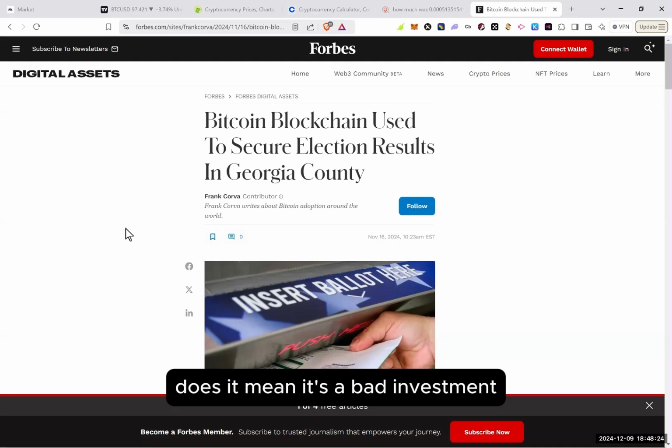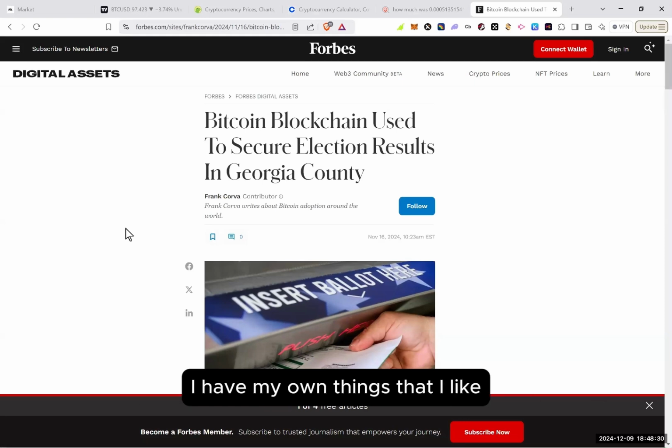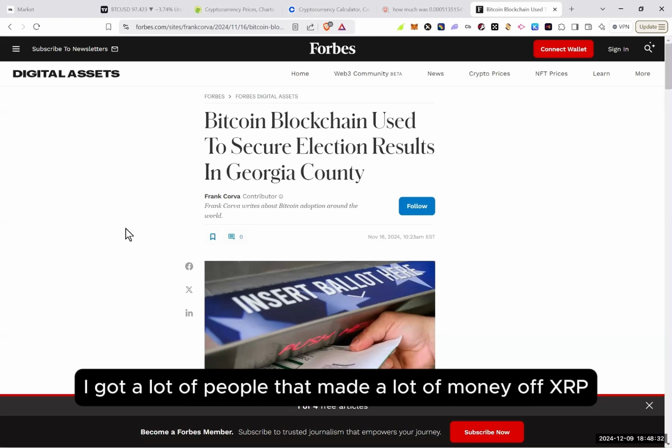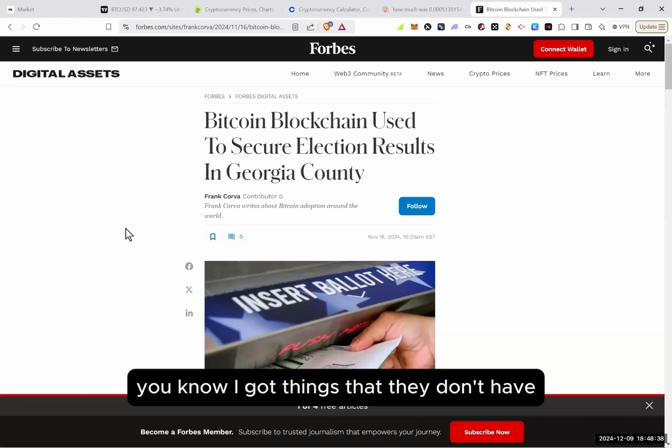Does it mean it's a bad investment? No. Does it mean it's a good investment? No. It just means I'm not personally interested in it. I have my own portfolio. I have my own things that I like. I got a lot of people that made a lot of money off of XRP. Do I feel like I missed out? No, because I got things that they don't have.